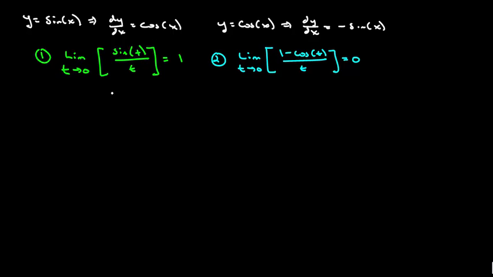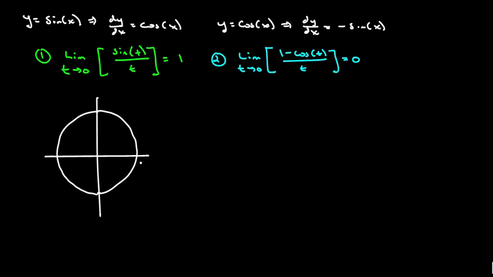So let's go ahead and prove this first guy. And what I'm going to do is draw you out a picture here. Let's draw out our unit circle. It's like this. Close enough, right? And let's draw an arbitrary angle, let's call it theta. So here's the initial, here's the terminal.